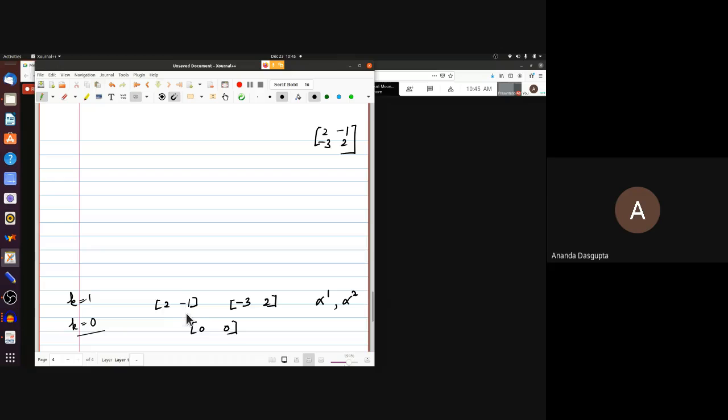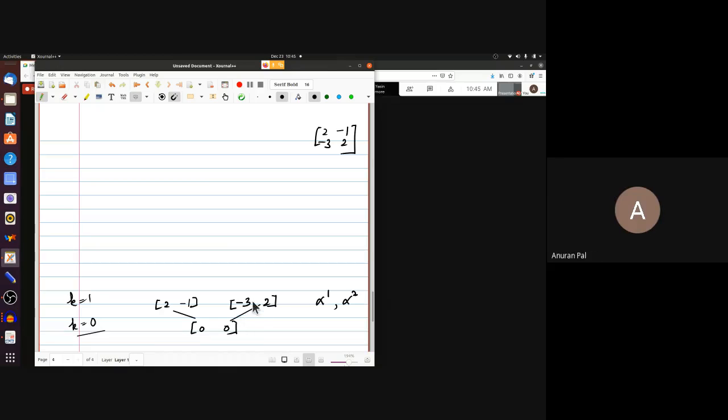Okay, let me just first draw the arrows. How many times can I shift this down in the 2 direction? Shifting down alpha 1 in the direction of alpha 2, that is 0, right. So how many times can I shift this up? Once.